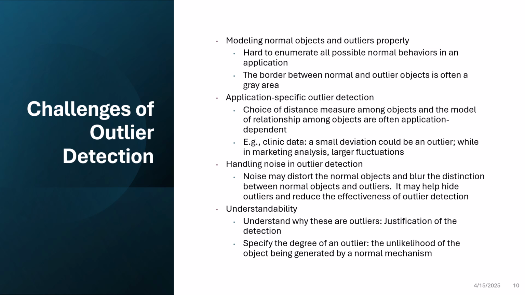Fourth one, understandability. In some application scenarios, users may want to not only detect outliers but also understand why the detected objects are outliers. To meet the understandability requirement, an outlier detection method has to provide some justification of the detection. For example, a statistical method can be used to justify the degree to which an object may be an outlier based on the likelihood that the object was generated by the same mechanism that generated the majority of the data. The smaller the likelihood, the more unlikely the object was generated by the same mechanism, and the more likely the object is an outlier.